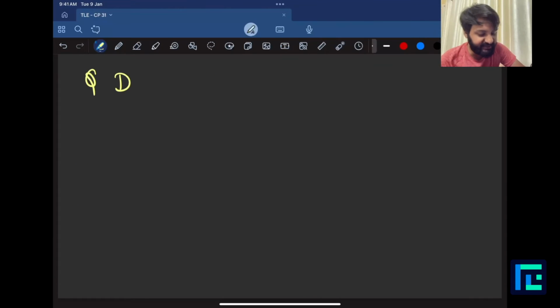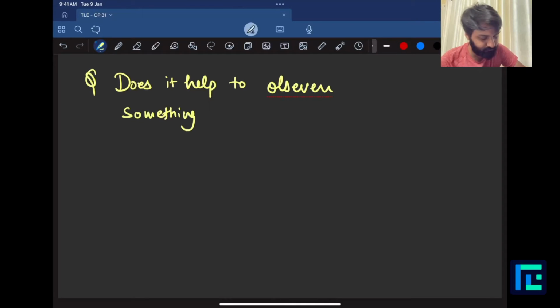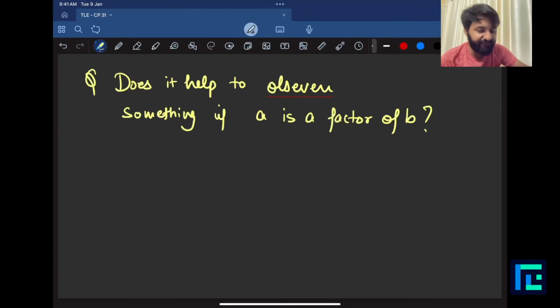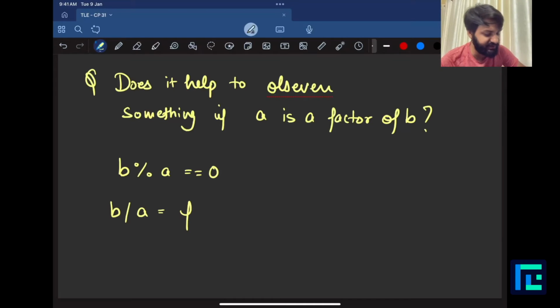My question is, does it help to observe something if A is a factor of B? Let's see. If A is a factor of B, that means B mod A is equal to 0, and B by A is an integer. So I'll call that integer, let's say F, and F is an integer. It's like a factor basically.